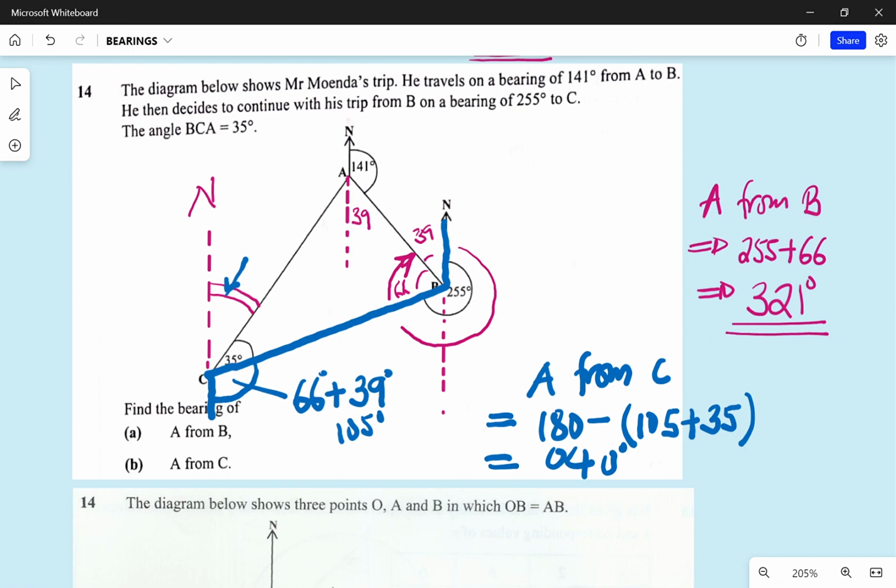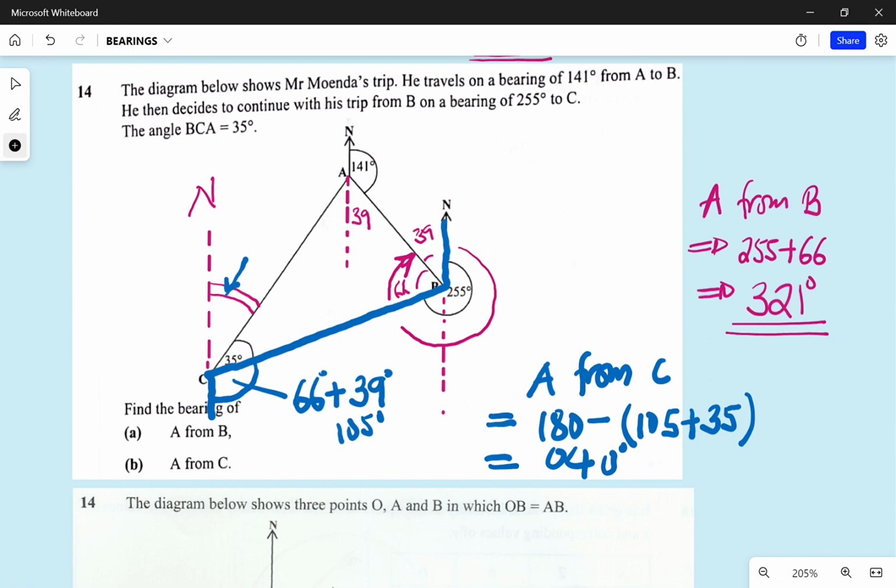So really, this is what you do when we are dealing with bearings. I hope this is helpful, especially to those of you who had a bit of challenges. What is important is for us to see the properties behind these bearings. Simple and straightforward.